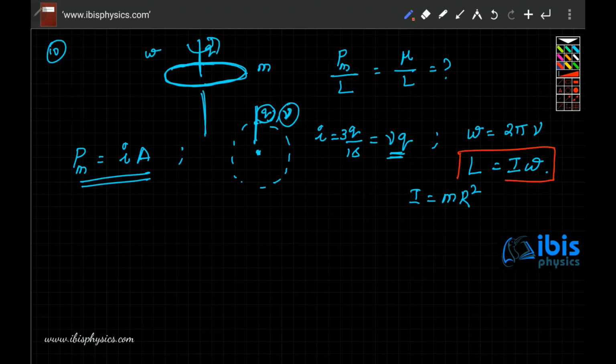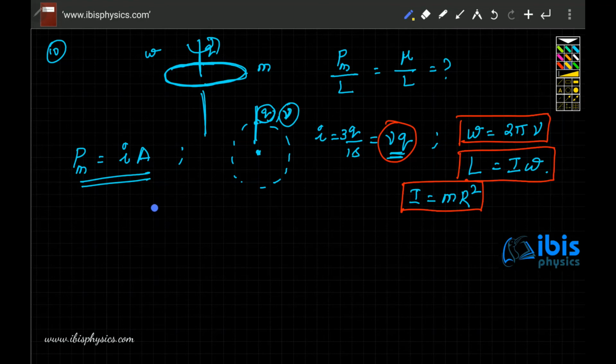So the angular momentum is moment of inertia into omega. Moment of inertia for this kind of rotation for a ring is m r square, and angular frequency is 2 pi nu. And the current, if a charge moves in circles with frequency nu, is equal to charge into frequency. The magnetic moment is equal to current into area. Let us start with magnetic moment. In order to avoid confusion, let me write magnetic dipole moment as pm.